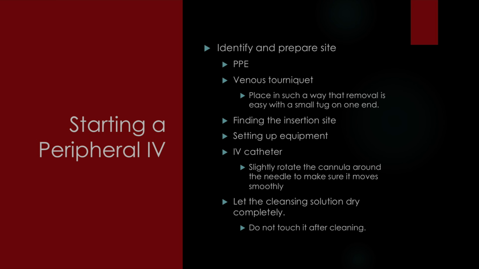Once you're ready to start the IV, begin by identifying and preparing the insertion site. Apply PPE and place a venous tourniquet, positioning it so it can be released easily with a single quick tug. Take time to locate a suitable vein using palpation, not just visualization. Set up your equipment before insertion. This includes preparing the IV catheter, attaching the PRN adapter if used, flushing it, and making sure tape and a transparent dressing are within easy reach.